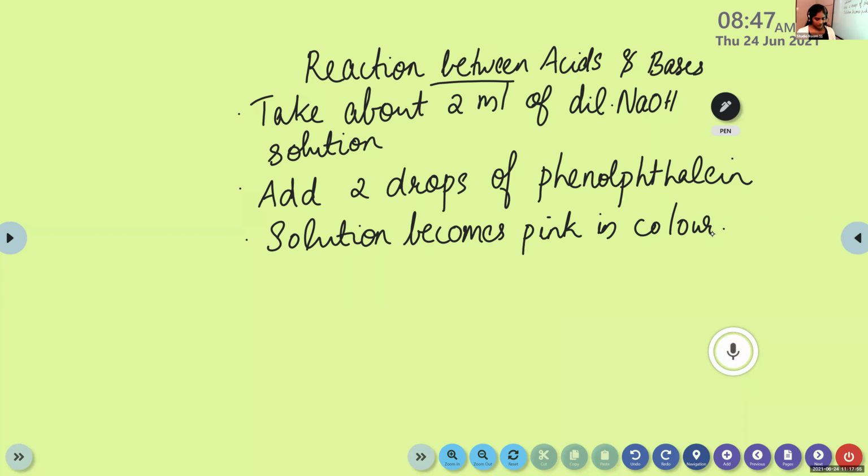Then there is one question in your textbook. You can write, activity 2.6: Take about 2 milliliter of dilute NaOH solution in a test tube and add 2 drops of phenolphthalein solution. What is the color of the solution? You can write the pink color. Then we add dilute HCl drop by drop into that solution.